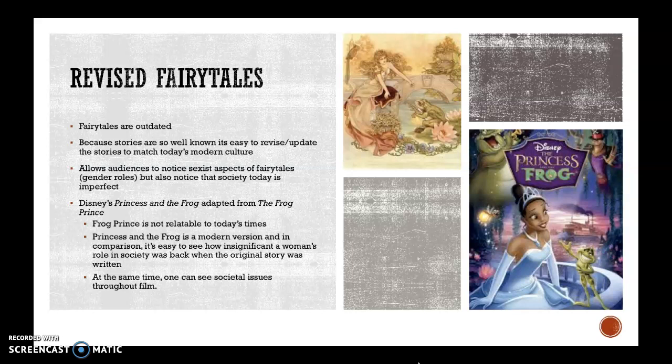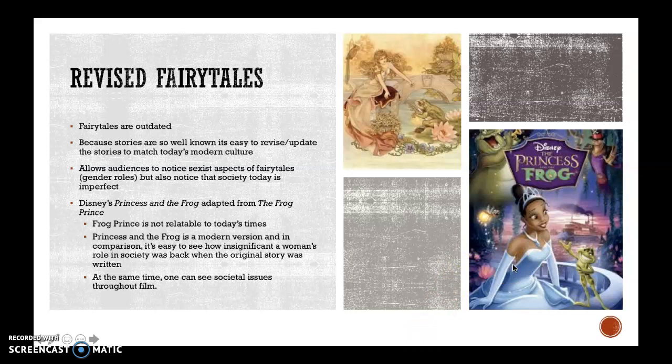However, in The Princess and the Frog, a hard-working black woman named Tiana is trying to save up enough money to buy her own restaurant and accidentally gets thrown into a crazy quest in the bayou. This is a modern version of the story, and in comparison to the original story, it's easy to see how insignificant a woman's role in society was back then. At the same time, throughout the film, you can definitely see the struggles Tiana faced as a black woman in society. So this is a clip from the movie.